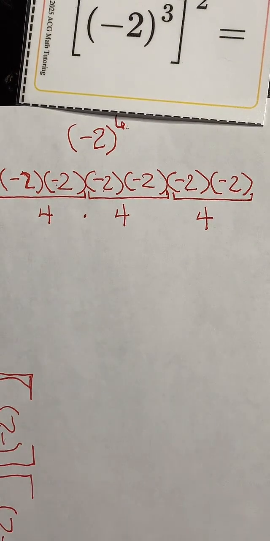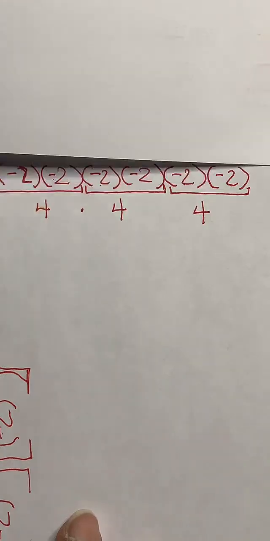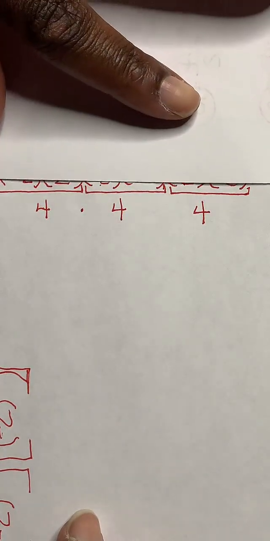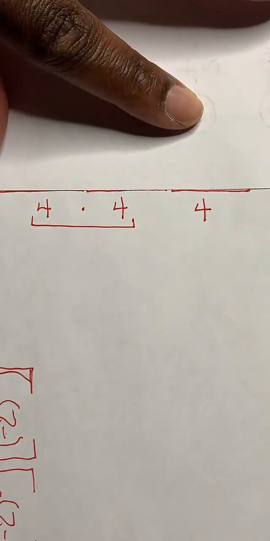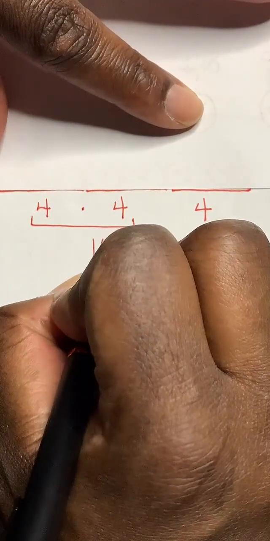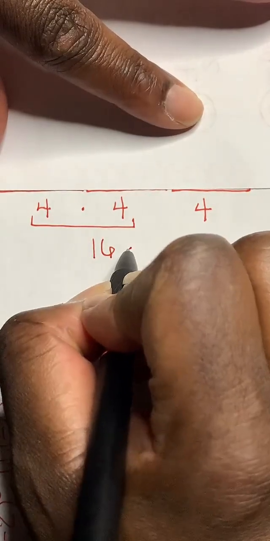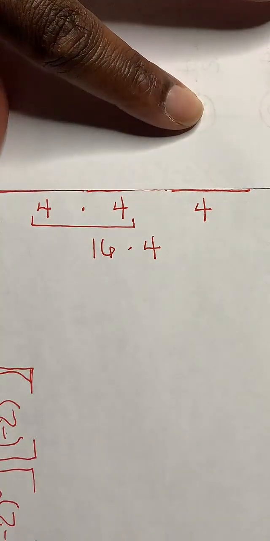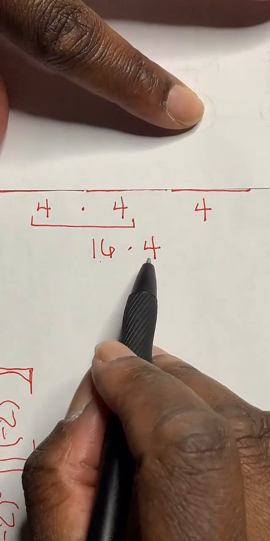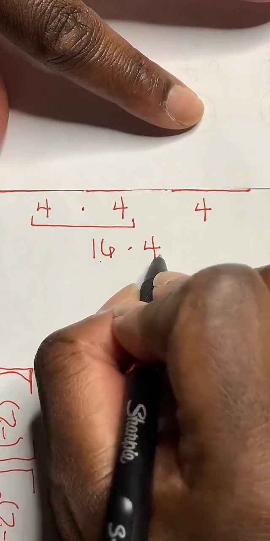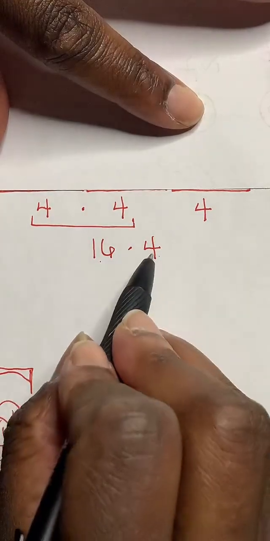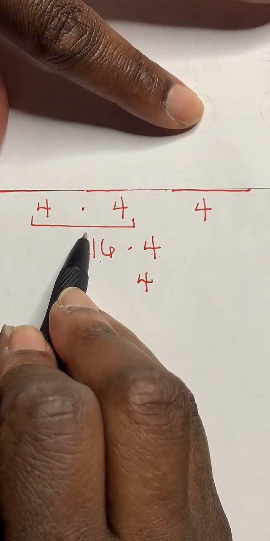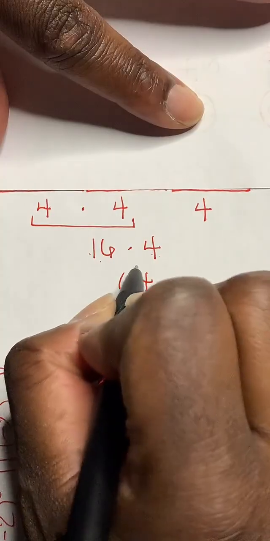So now, we're not going to focus on these 2's because we broke them down into the 4's. From left to right, we're going to multiply 4 times 4. 4 times 4 gives me 16. Bring down the times 4 on the end. So now we got 16 times 4. 6 times 4 gives me 24. So take down the 4, carry the 2. 4 times 1 gives me 4 plus the 2 that we carried. That gives me 6.